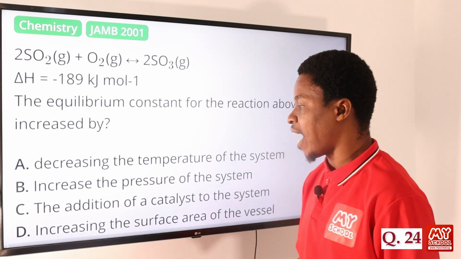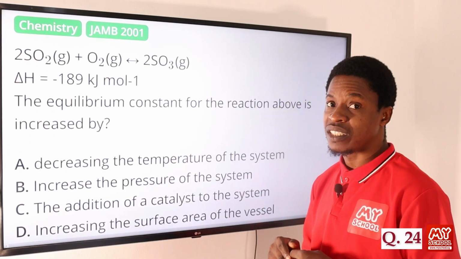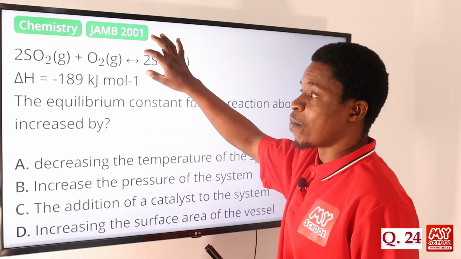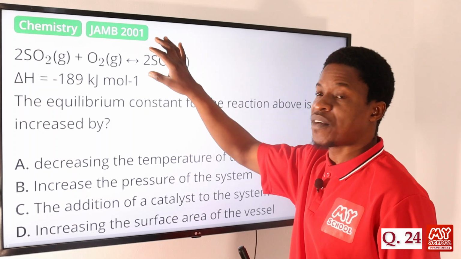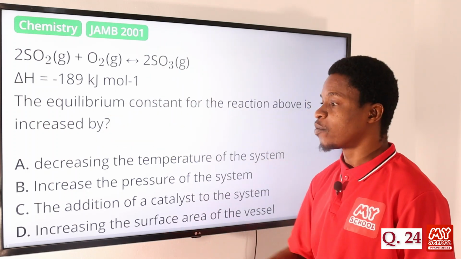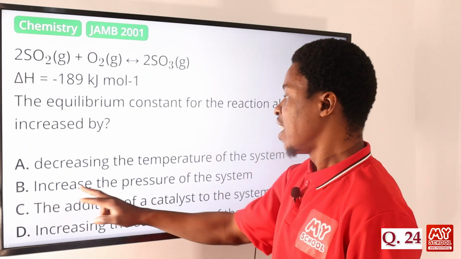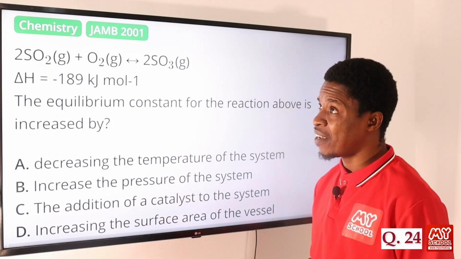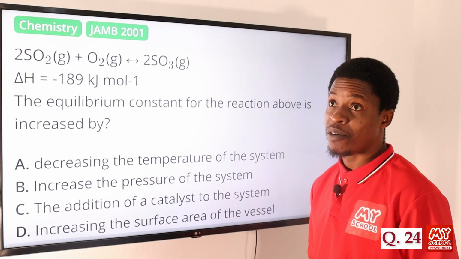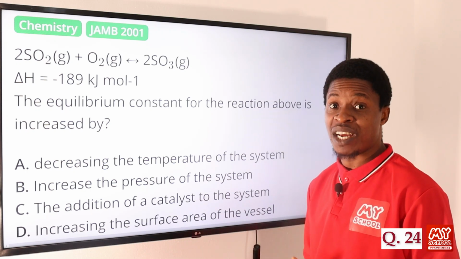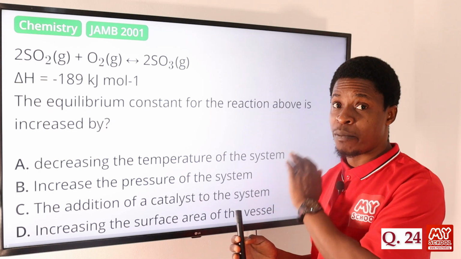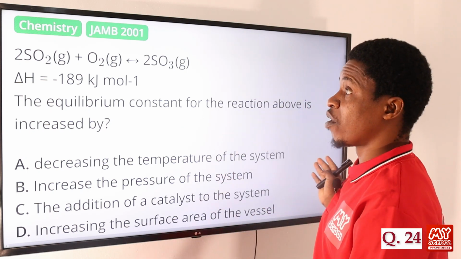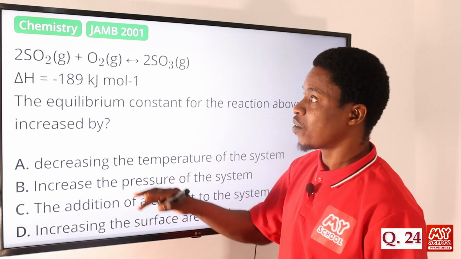Option C says the addition of a catalyst to the system. That will only speed up the rate at which the reaction gets to completion, but it does not affect the equilibrium constant. So it is not. Option B says increase the pressure of the system. If you increase the pressure of the system, does it affect it? For pressure, what we usually consider are the gaseous substances, the number of moles of reactants on the left hand side and on the right hand side. Let's consider that.